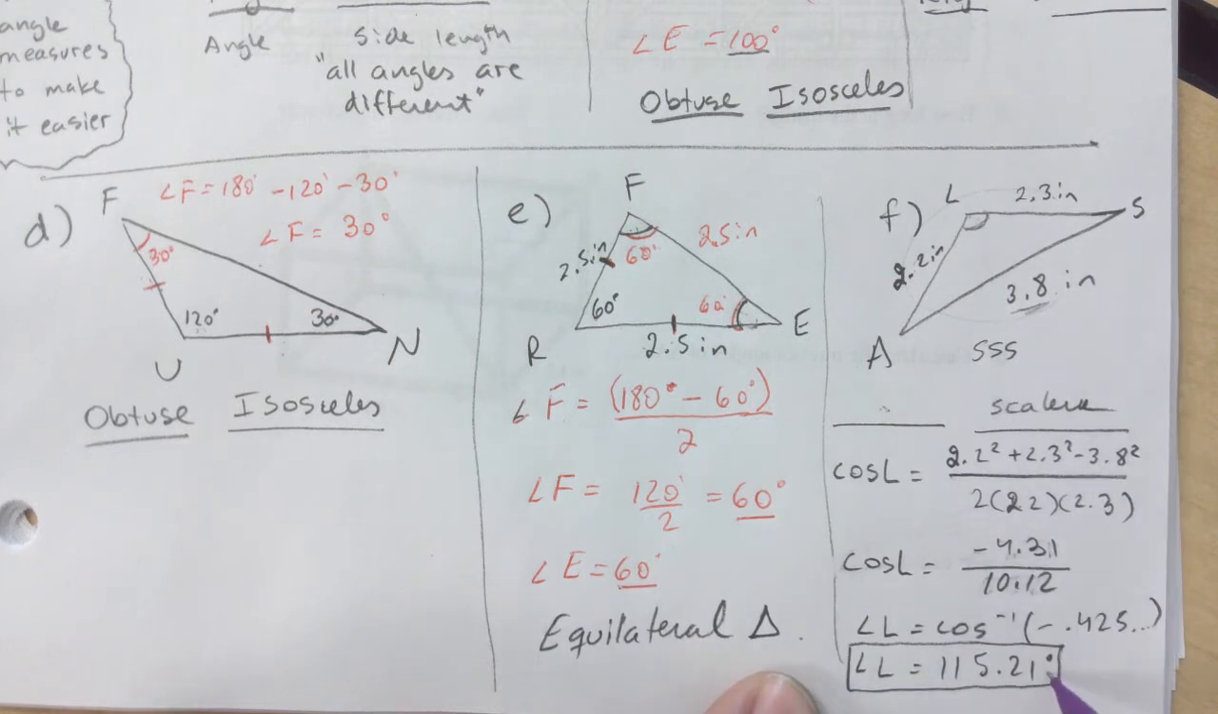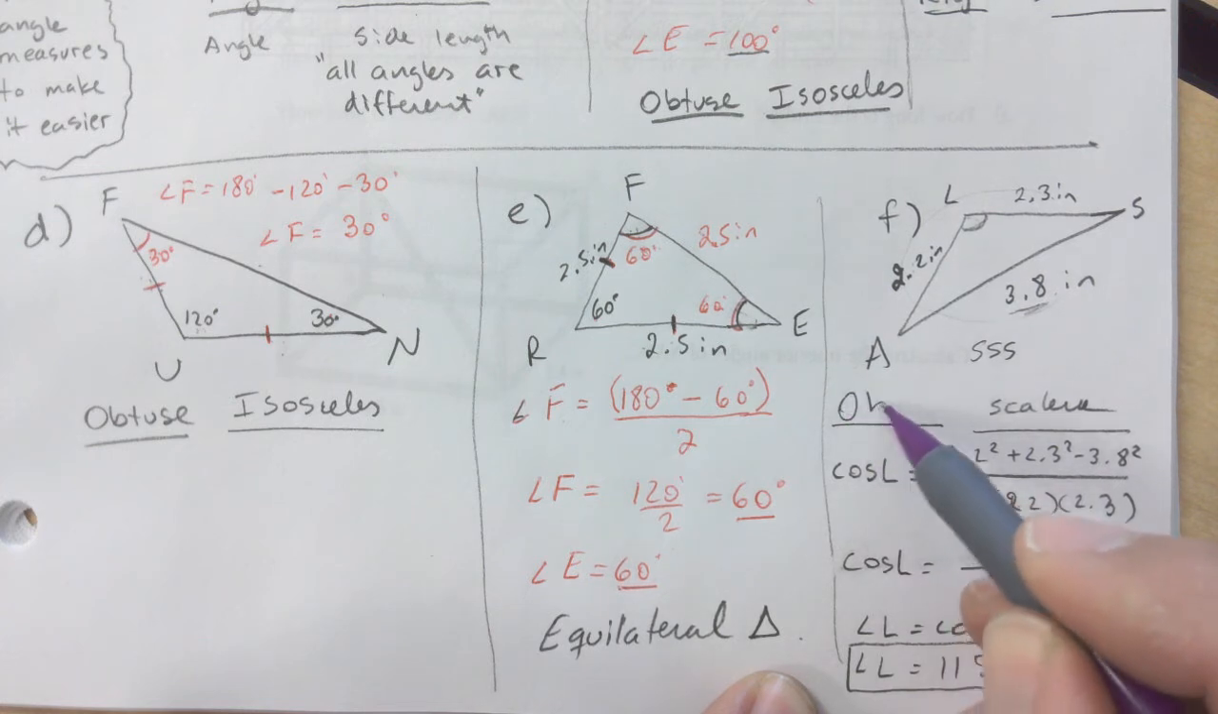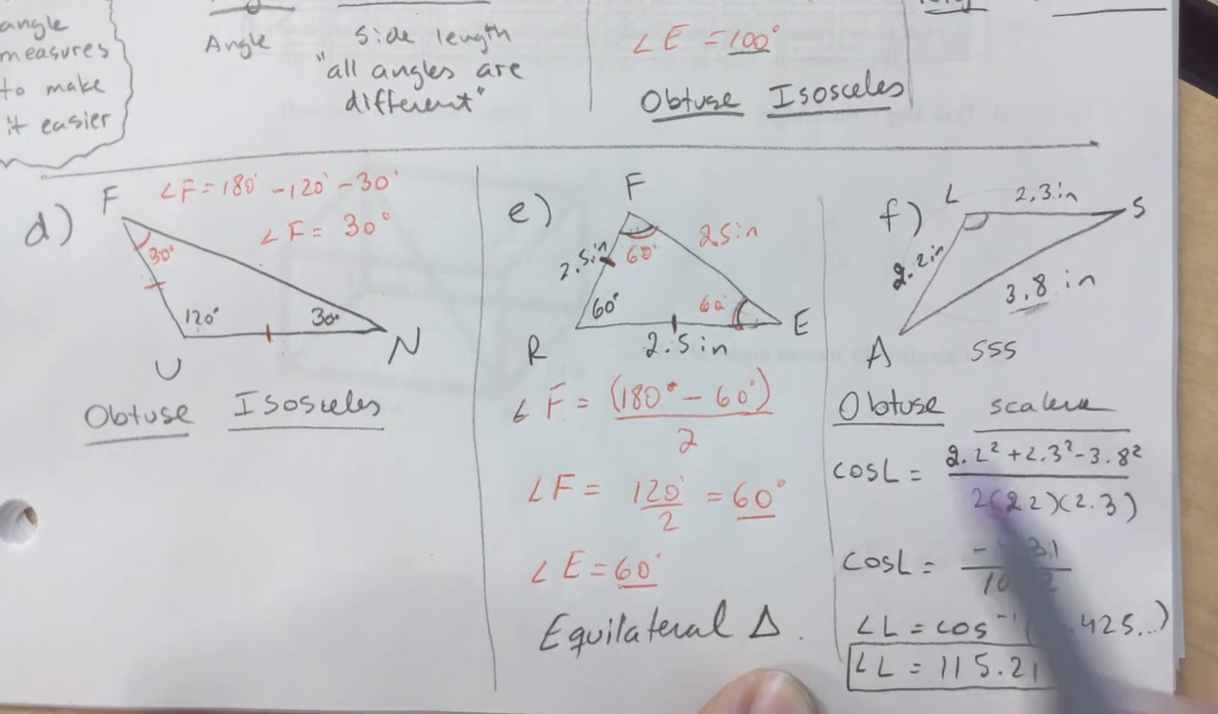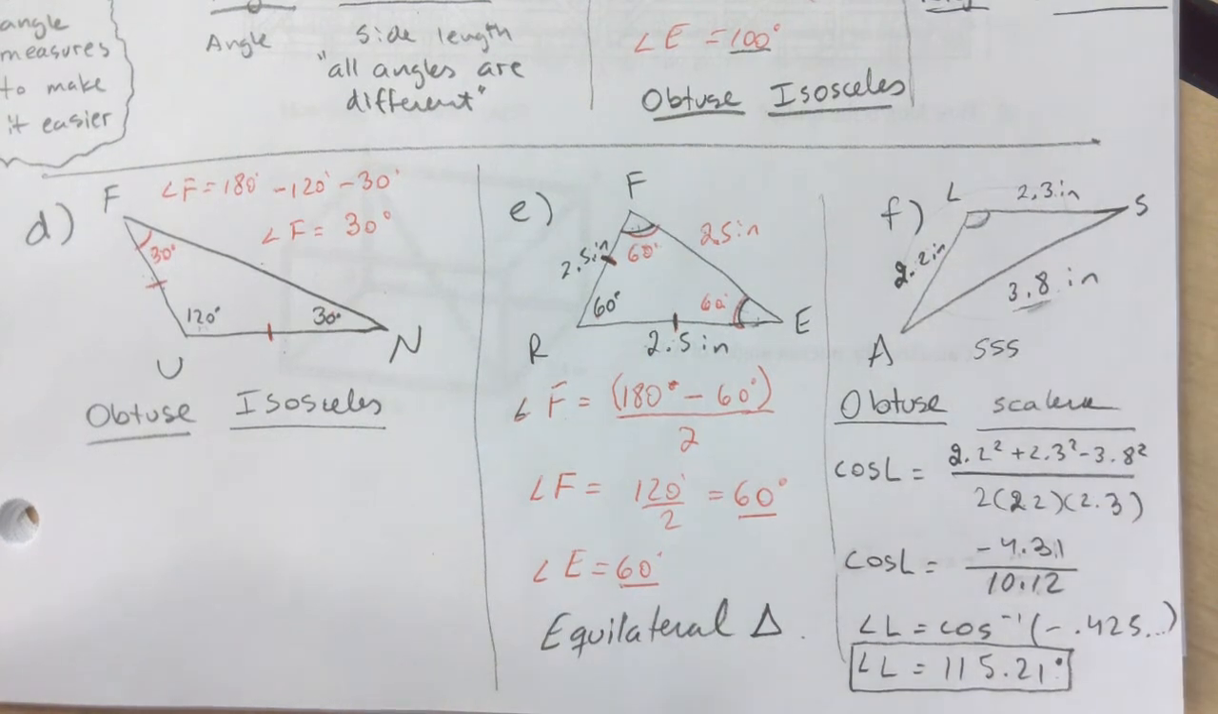So you've determined that this is an obtuse triangle now. So it was a little bit more work. Obtuse scalene because all sides are different.